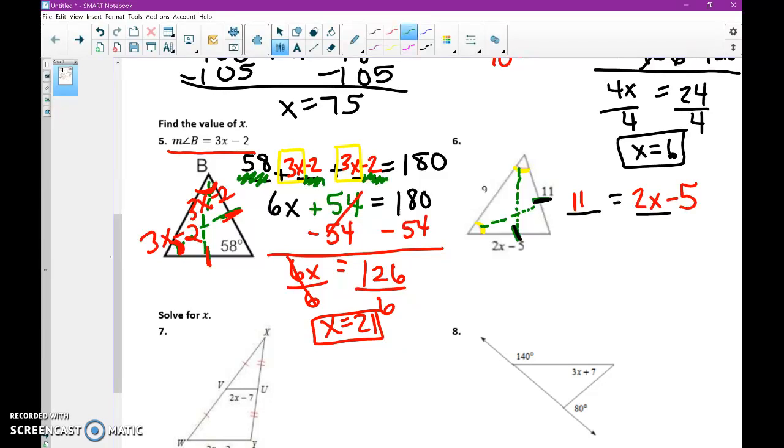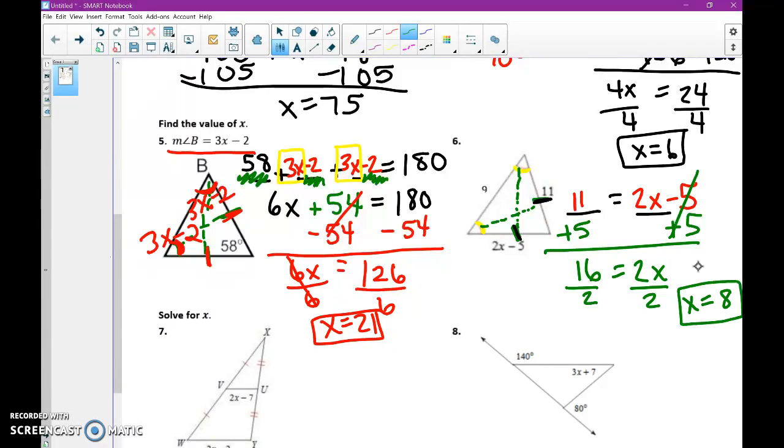However, in this one, since these are two different sides, one's 11, one's 2x minus 5, I can actually solve it this way. So let's get the number away from the x. Move that 5 over, I get 2x equals 16. Much nicer equation to work with this time. Pretty easy to finish up. We get x equals 8. Okay, so there's my final answer.